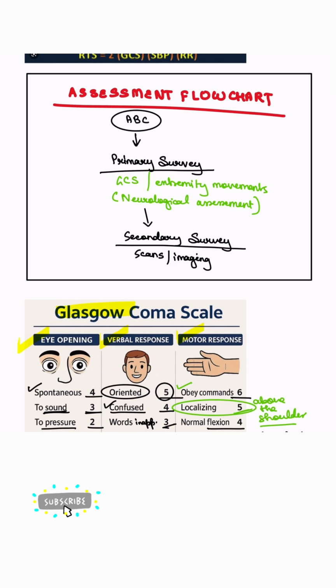Assessment flow chart, I am telling you this because when a patient comes to you in trauma, first you will assess the airway, breathing and circulation. Then you will go for the primary survey. When you go for the primary survey, remember the GCS and the extremity movement are components of the primary survey, not the secondary survey. Many times asked in NEET. And the component of secondary survey includes scans and imaging also. Just remember this. These are the assessment flow chart.